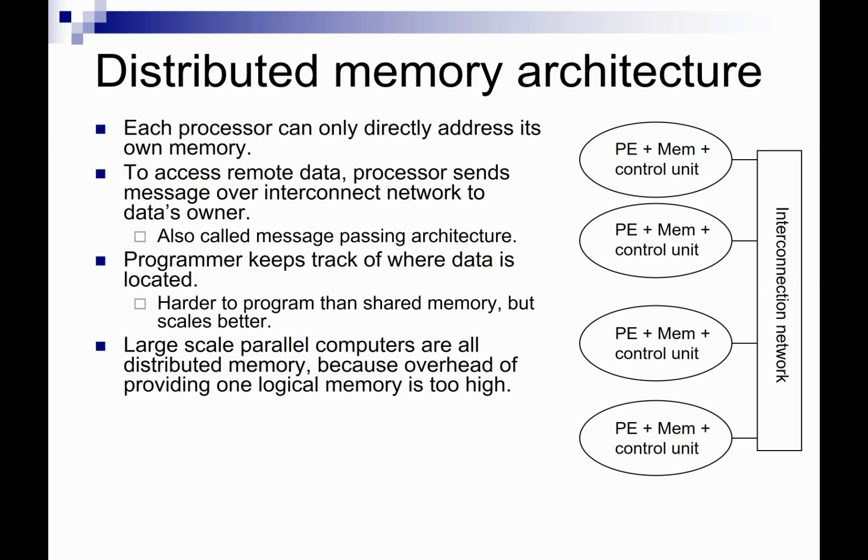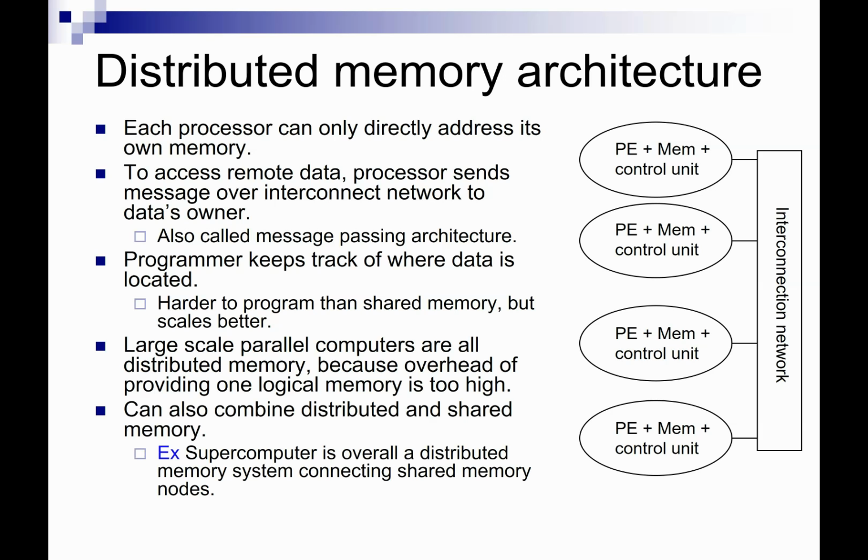However, the advantage of distributed memory architecture is that because the processors don't need to share a common piece of memory, you can build much larger systems, because each of these processors is more isolated from the other processors. It only needs to directly access memory from its own processor, and you can connect a large number of these processors through a network.